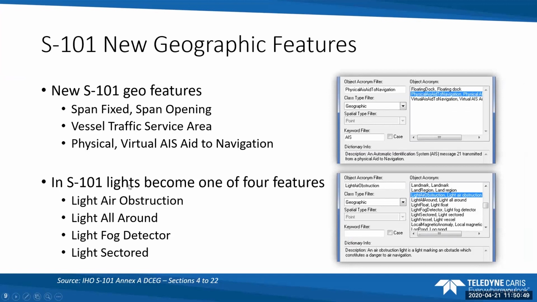Lights have become four different features now. So when we map from S57 to S101, we can control that. We can say, according to your attributes, according to your description, you will become one of these. That's all pretty much set already in the factory-built feature mapping rules. If you check it out, you will see that's already addressed.